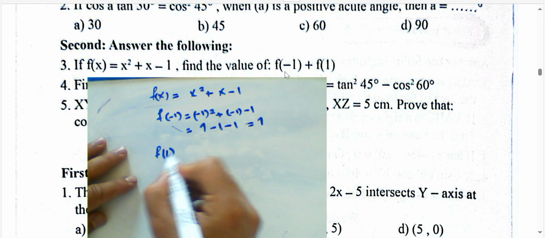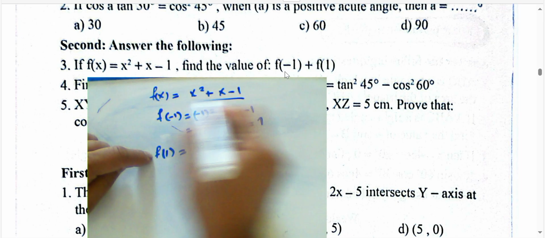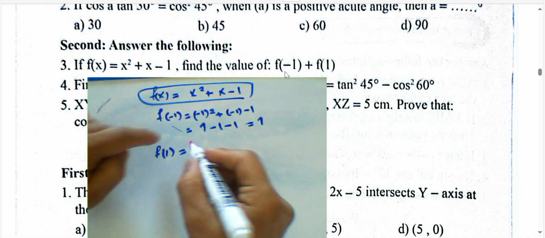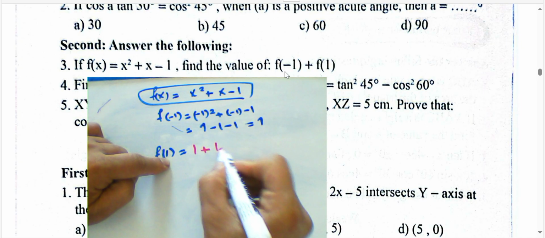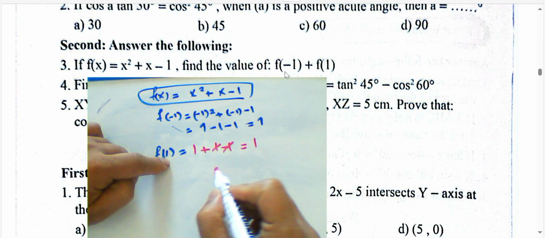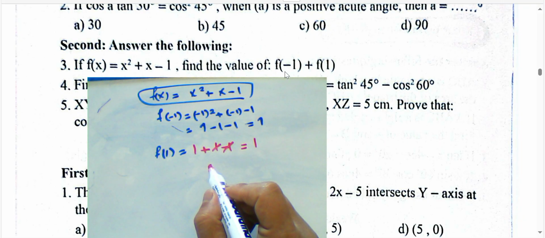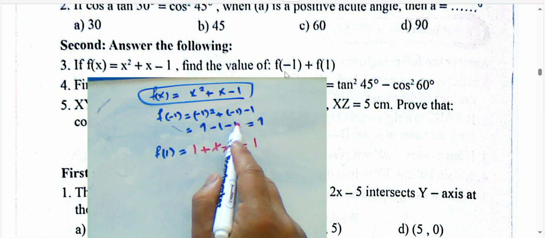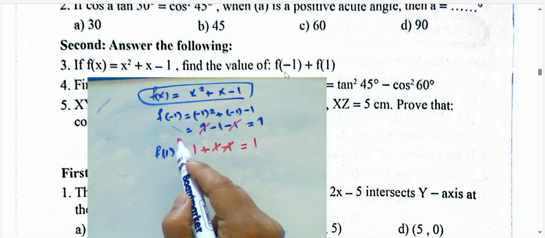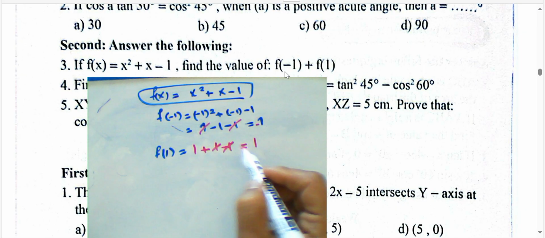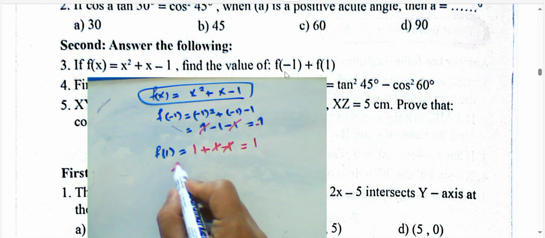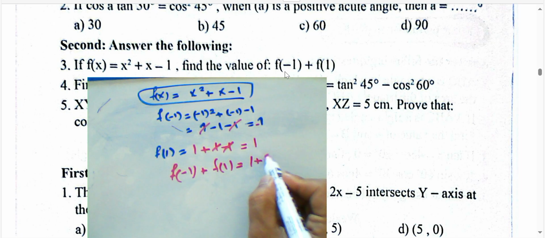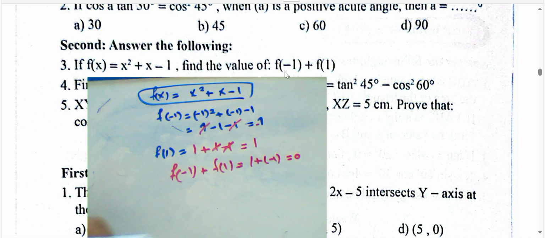And also you can find the function here of 1. Put x equal 1 in this equation. Okay. Then 1 power 2 is 1 plus 1 minus 1. The result here also will be 1. And here f of 1 equal 1. Then f of negative 1 plus f of 1 equal negative 1 plus 1. Then the answer will be 0. Okay.